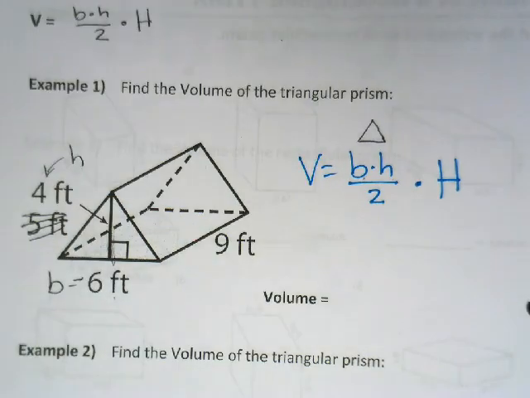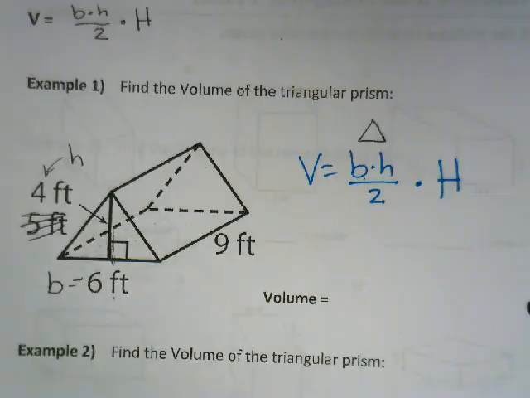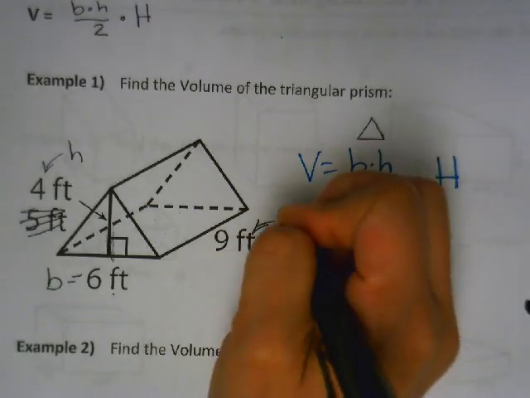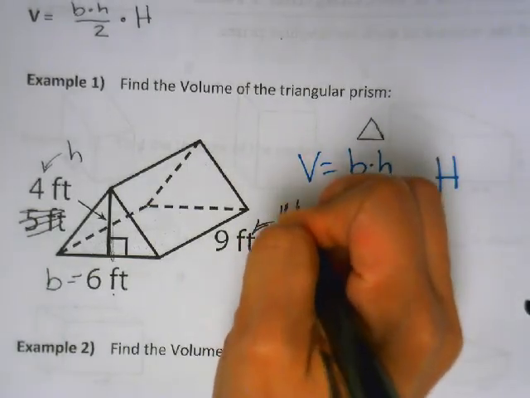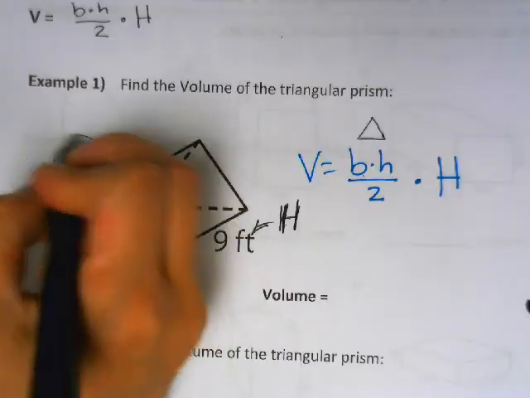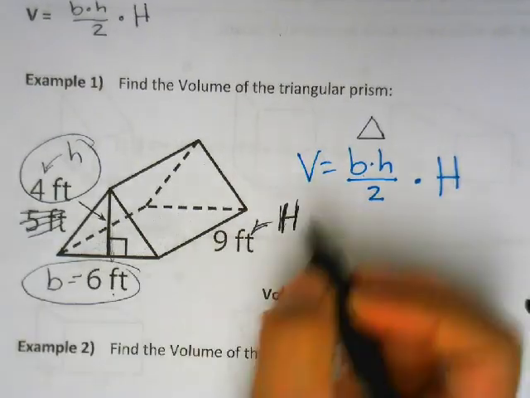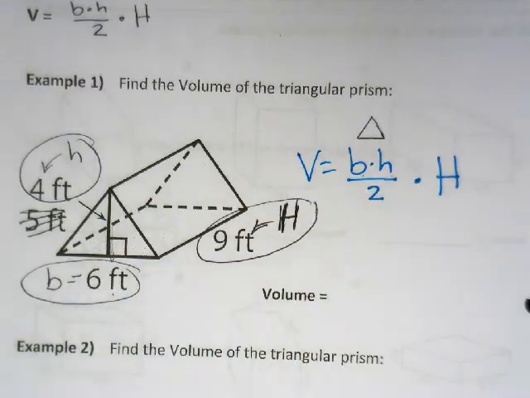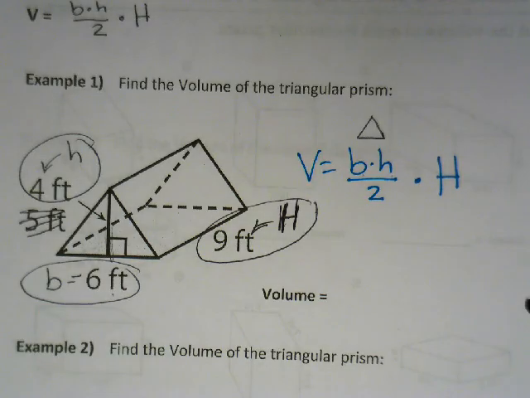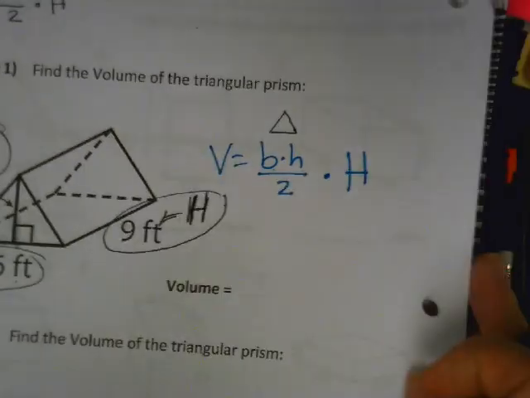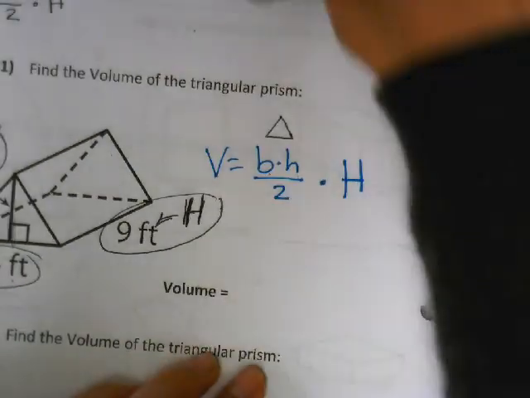Okay, now I look at my 3D shape. Now I make it 3D. And this H is how tall is my 3D part. So how tall is my 3D part? 9 feet. So that number is my big H. So this is my little h, my little b, and this is my big height. All right, now that I identified all the numbers, I'm going to plug them in. All right, what's my little base?